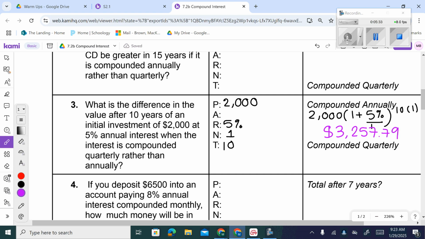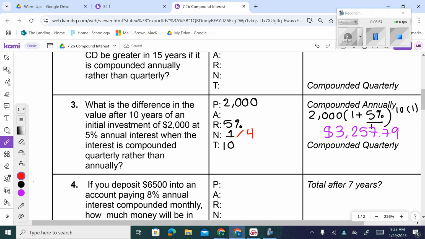All right, so now the next thing it wants to know is how much it's going to be if it's compounded quarterly. Is your principal going to change? No. Is your rate going to change? No. Is your n going to change? Yes. If it's compounded quarterly, how many times a year is that? 4. So instead of a 1, I'm going to use a 4. Is my time changing?